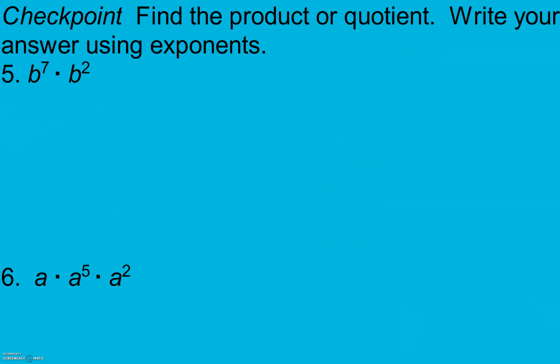Feel free to pause here and give this a try. Find the product or quotient, write your answer using exponents. So here, my base is the same, so I keep it. And because I'm multiplying, I can go ahead and add those exponents. So 7 plus 2 is going to give me b to the 9th power.